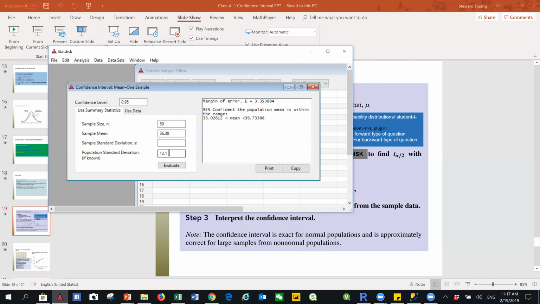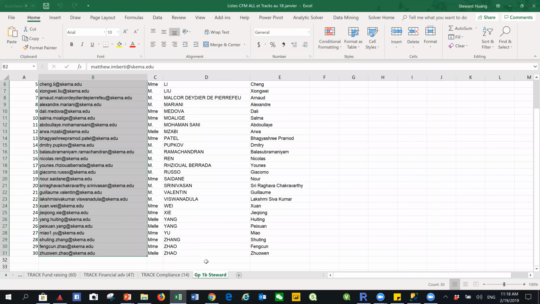All right. As you can see, StatDisk does everything for you automatically. If you are to do it in Excel, you can use what? Sorry, I mean, this is our student list.